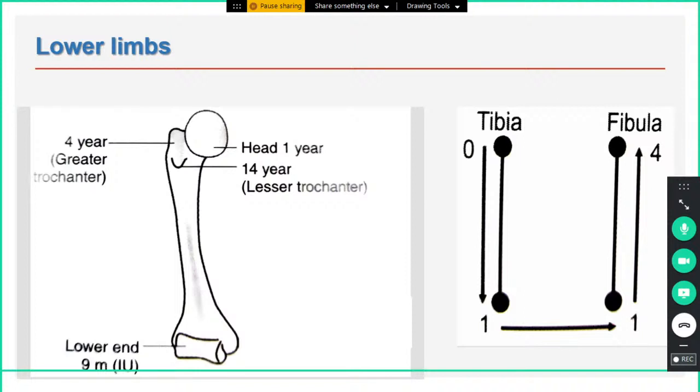We saw that an N was formed with radius and ulna. Now a U is formed with tibia and fibula. This is also a memory aid. 0 stands for at birth: at birth, the upper end of tibia will appear. And 1, at 1 year of age, lower end of tibia and lower end of femur both at 1 year, upper end of fibula 4 years, forming a U.